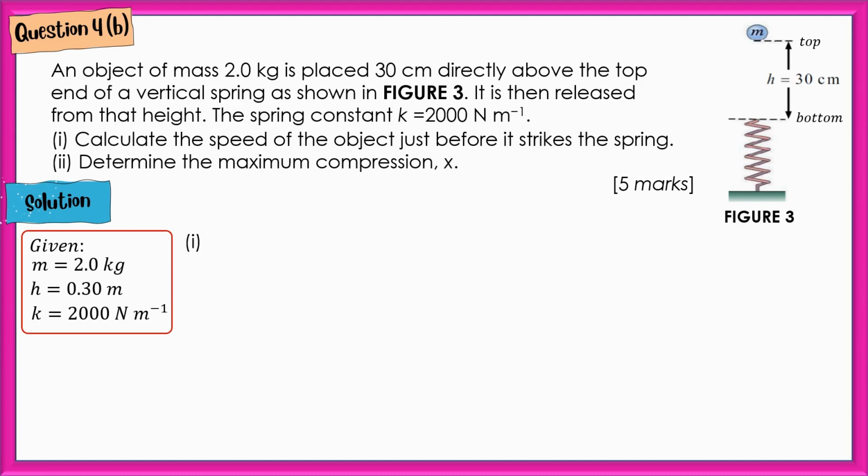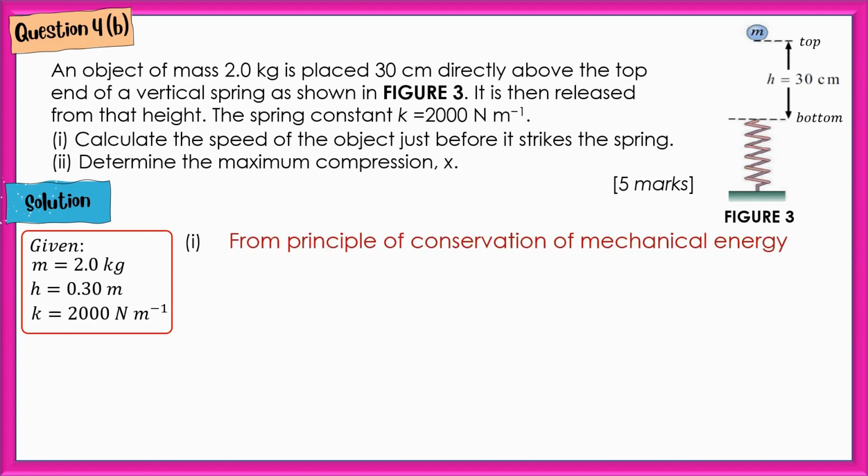So, to calculate the speed of the object just before it strikes the spring, I just label the diagram at the top and at the bottom, where we want to calculate the speed at the bottom. Okay, so we will use the principle of conservation of mechanical energy, which is the total energy at the top is equal to total energy at the bottom.